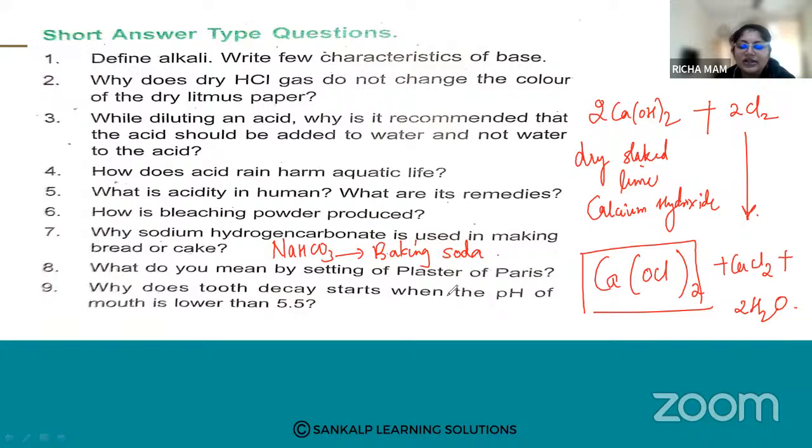Why do you use it in bread and cake? So that it will be soft and fluffy. After you put baking soda, that is sodium hydrogen carbonate, in the batter, your cake will be more fluffy and soft. It will be much lighter, and it will increase the volume also. Okay, fine. Next question.